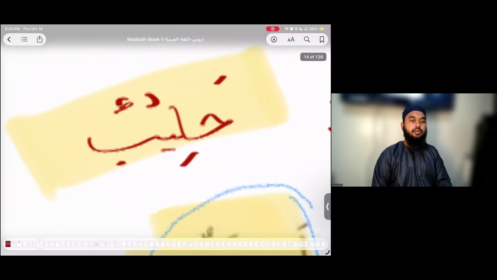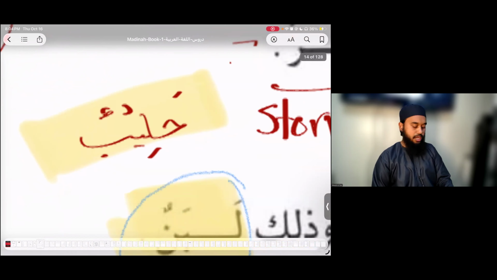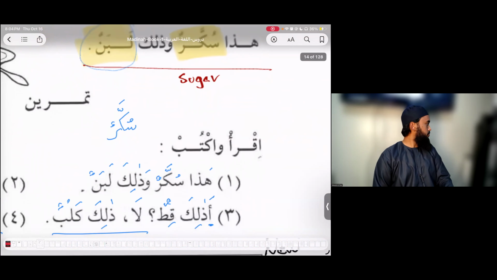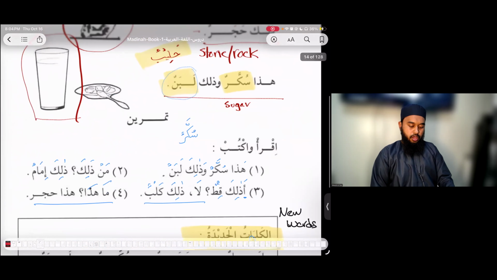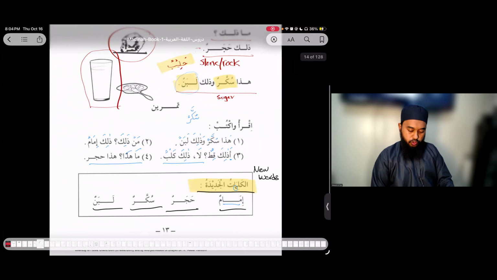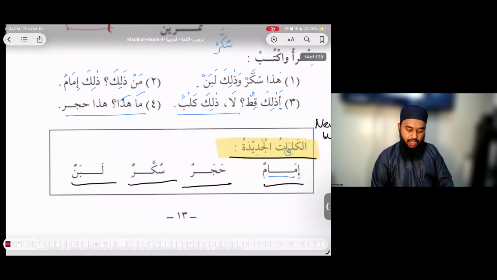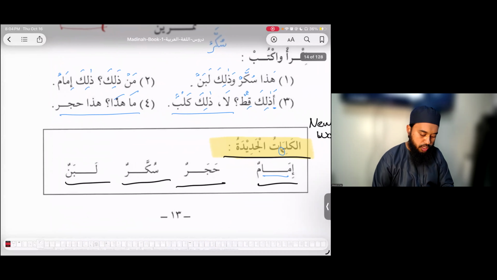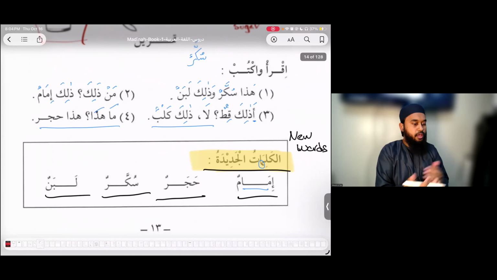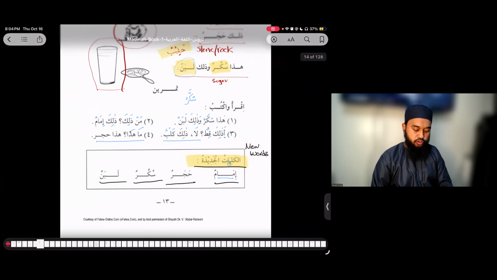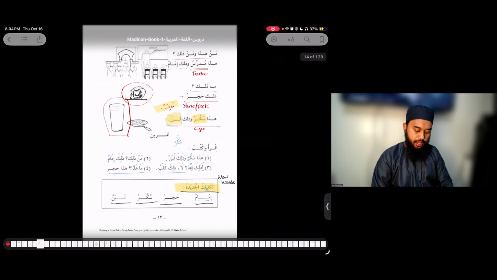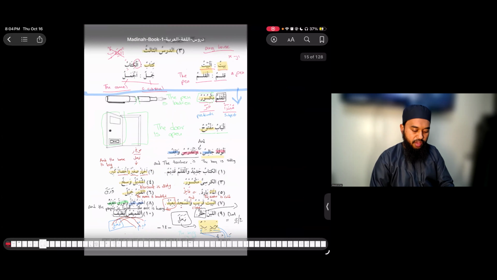Halibun. Halibun. Is that clear? You can have it, no problem. Is that clear? This is an exercise you guys will have to do yourselves. New words, kalimatul jadida. Sukkar. Sukkar is sugar. It's extracted from English. English took that word. Sukkar and Laban.